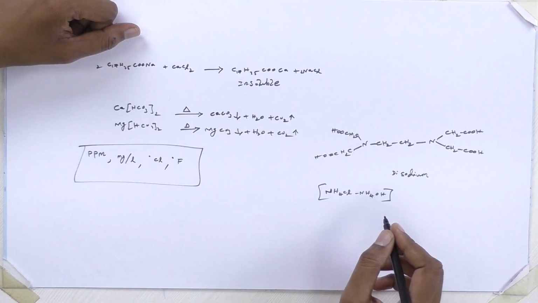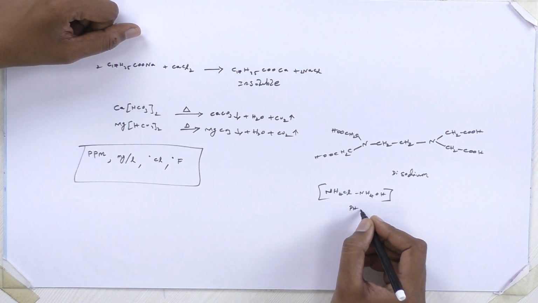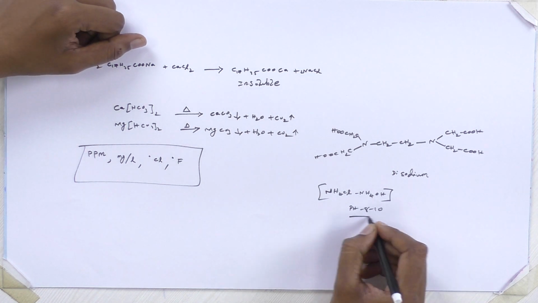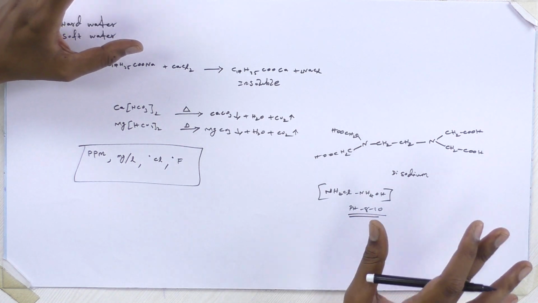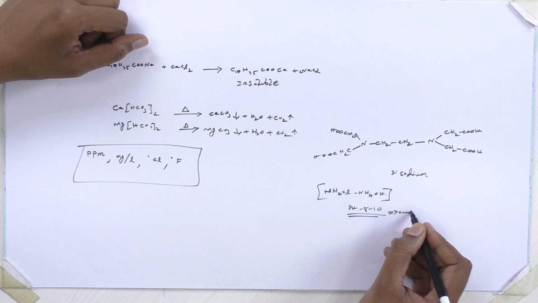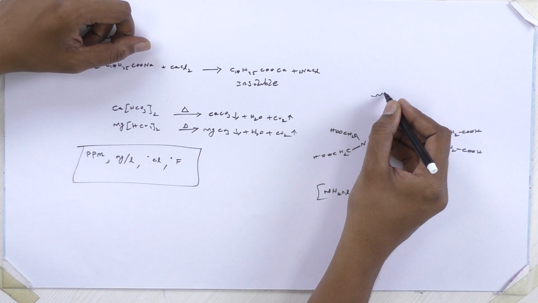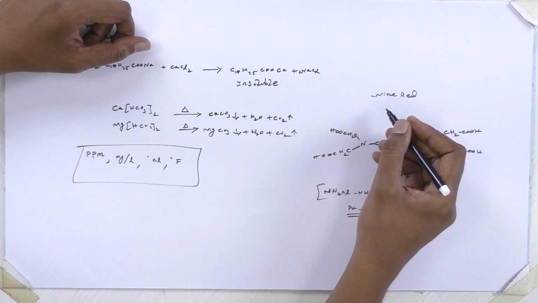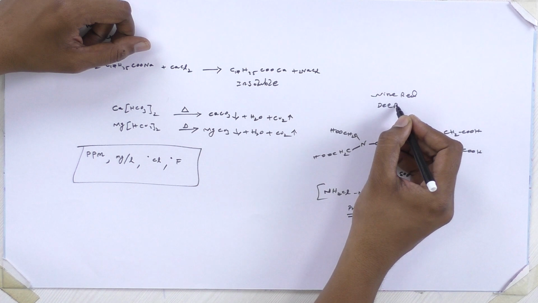Why do we need to add ammonia buffer in this solution? Ammonia buffer maintains the solution pH from 8 to 10. At this pH only, this reaction goes on. It forms the complex only at this pH. After adding EBT, the water sample changes to wine red color. And then after titrating against EDTA, it is converted into deep blue color. Now the question arises: why does it form wine red color and why does it form deep blue color after titration?